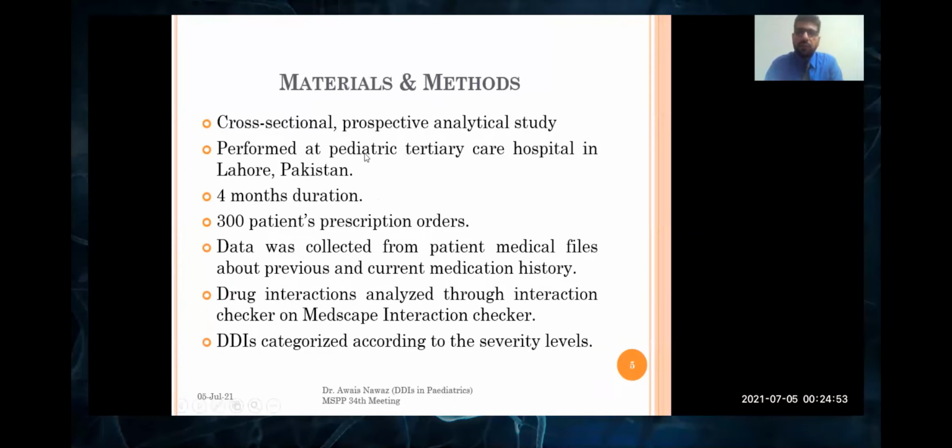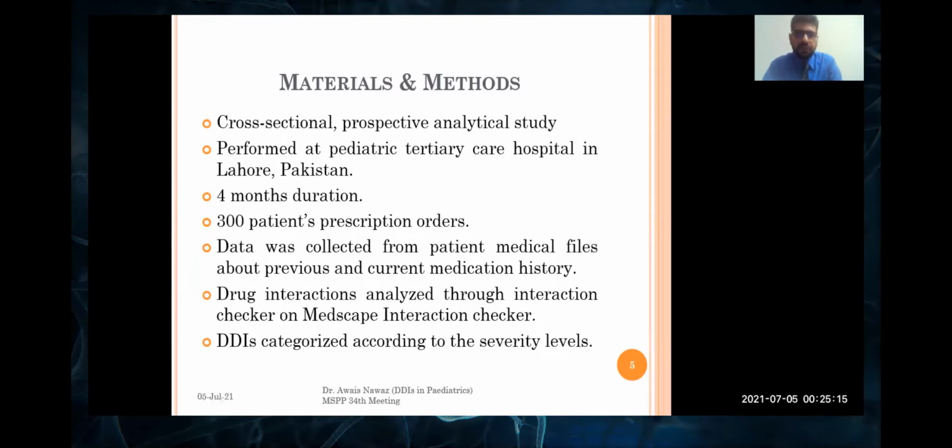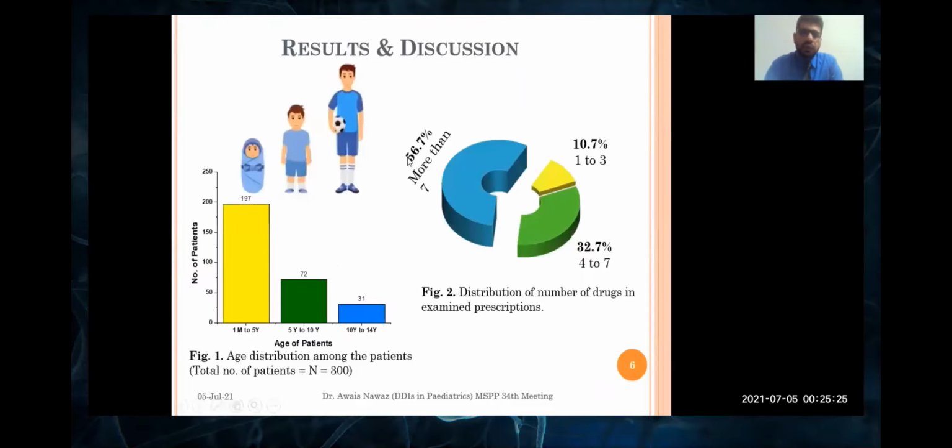So how did we do that? It was a cross-sectional prospective analytical study performed at a pediatric tertiary care hospital in Lahore, Pakistan. The overall duration was 4 months, and almost 300 patient prescription orders were examined. Data was collected from the patient medical files about previous and current medication history, and the drug interactions were analyzed through the Medscape interaction checker. We know there are many available, but we checked with Medscape. The drug-drug interactions were also categorized on the basis of severity levels, and on the level of pharmacokinetics or pharmacodynamics.